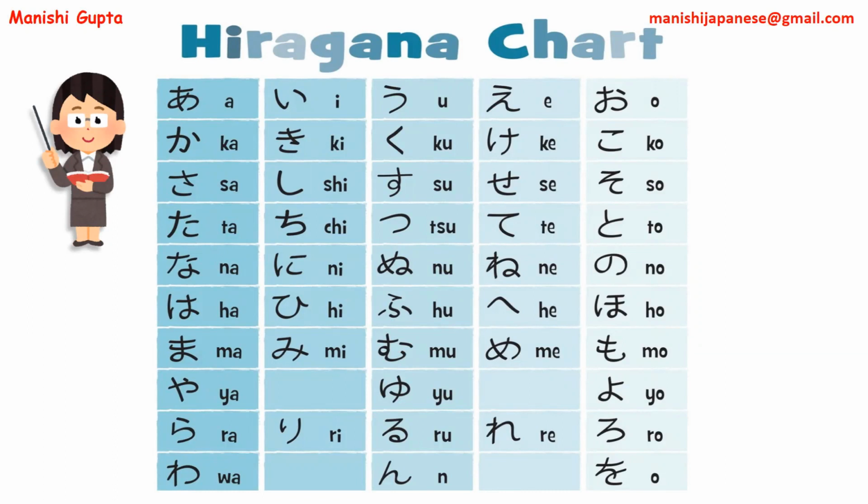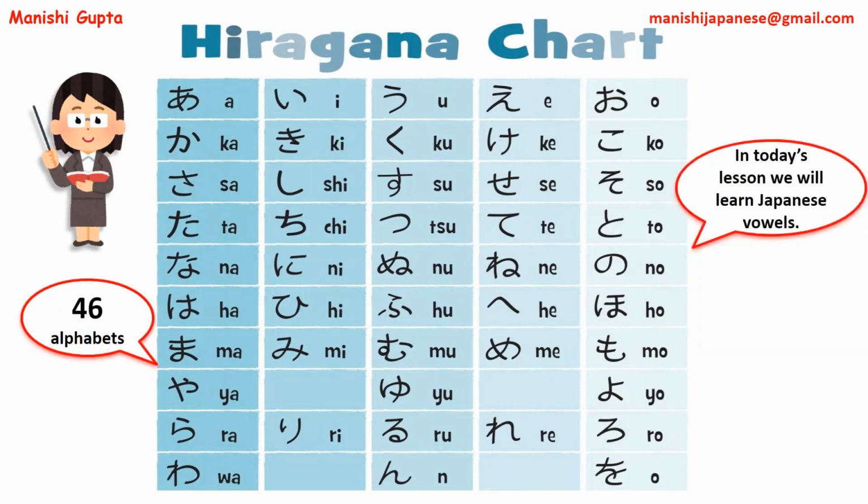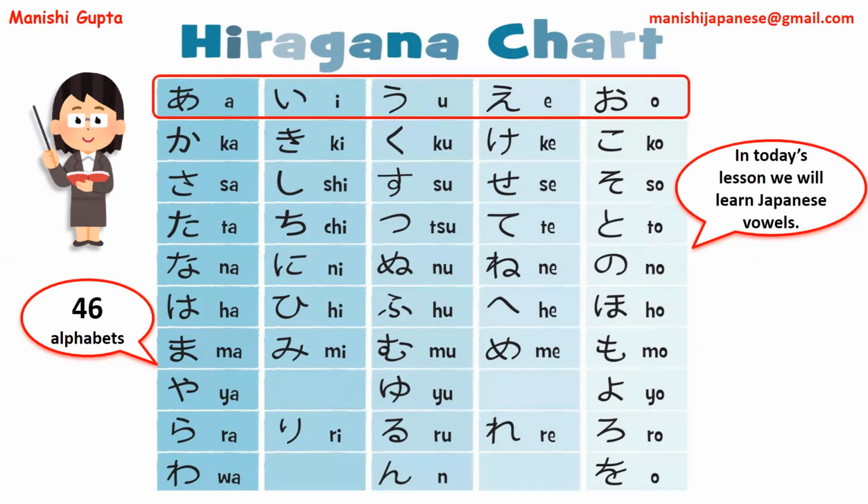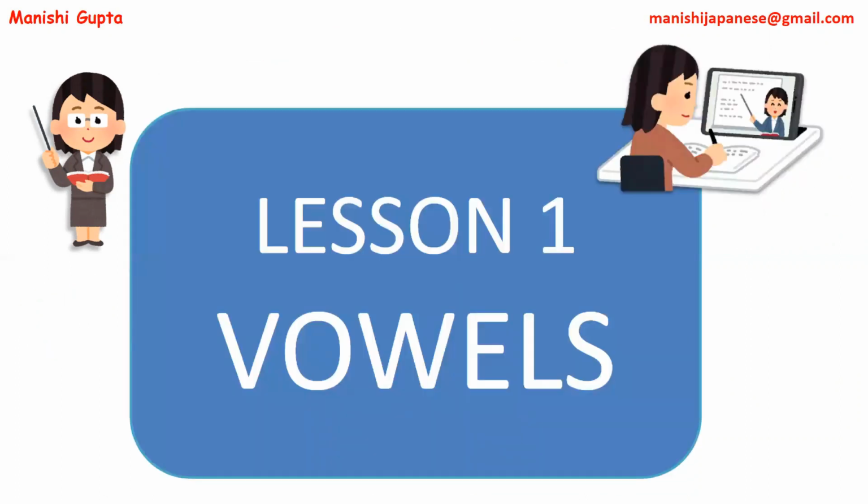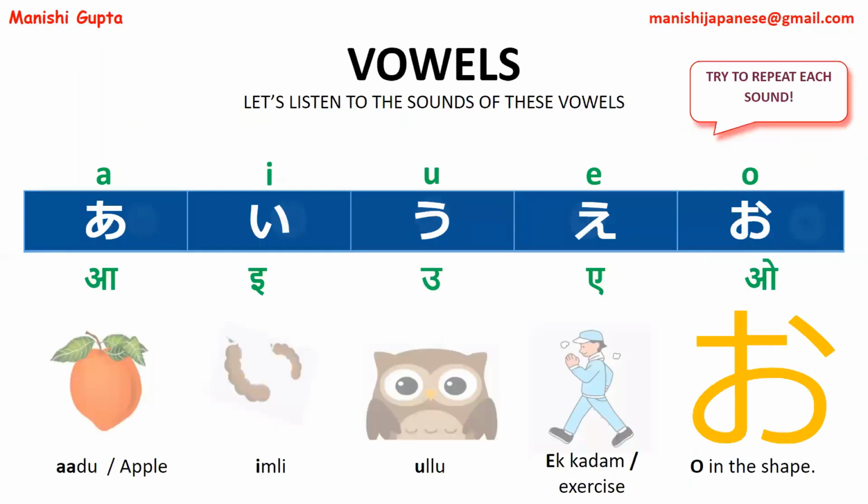These are in total 46 alphabets or characters, you can say. And today we will be looking into only Japanese vowels, which are the first 5 letters, as you can see, the ones I have highlighted. So we will be doing just the first 5, and in the next video we will be covering the rest of the characters. Okay, so lesson 1 is vowels.